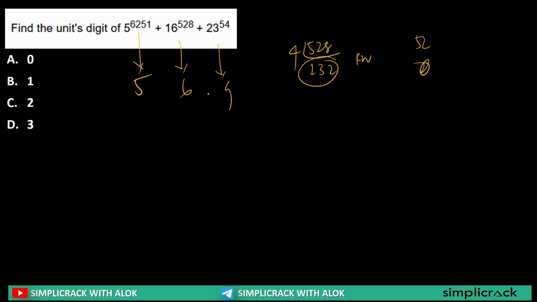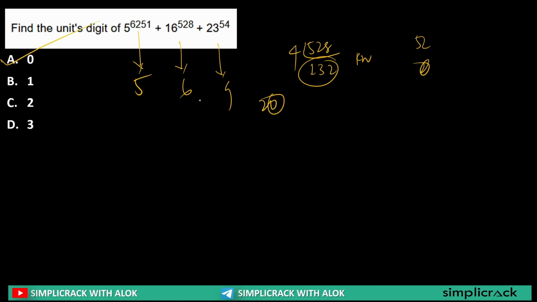See, the unit digit of 5 will always be 5. Unit digit of 6: 5 to 8 divided by 4, 1 3 2, so it is 4n, so it will be 6. 3, 54, it will be 2. So 9, 9, 5, 14, 6, 20, 0. 0 is the unit digit.